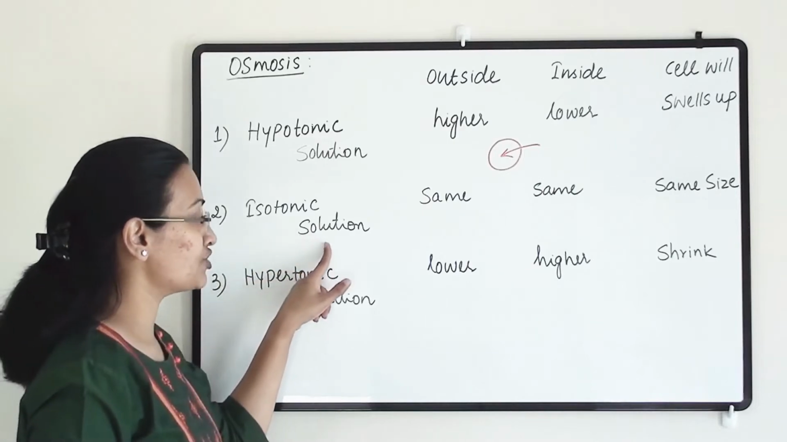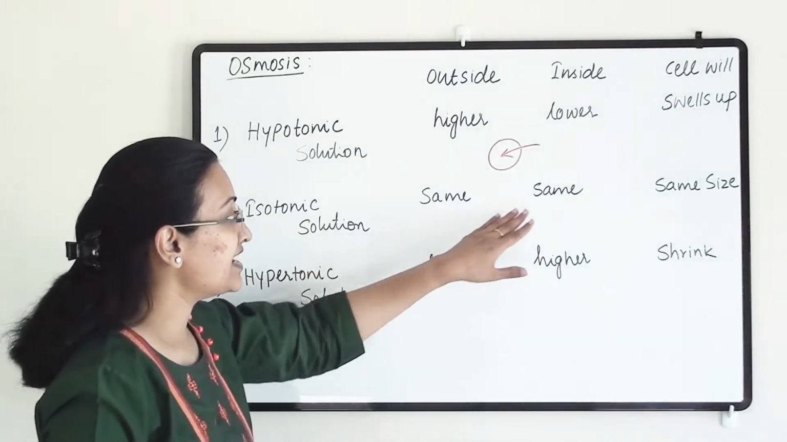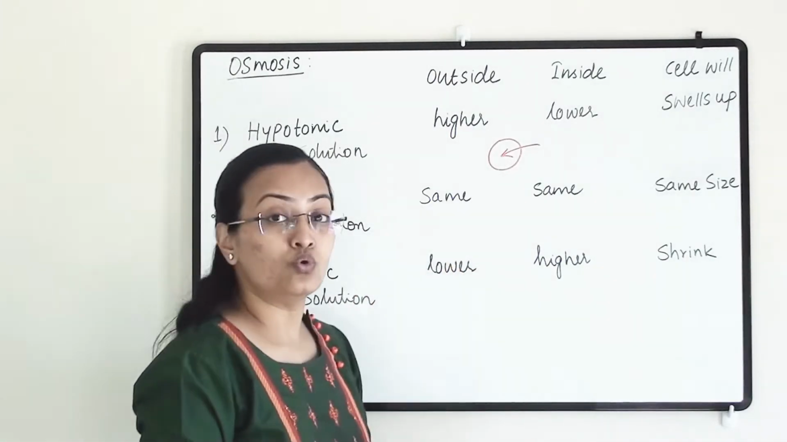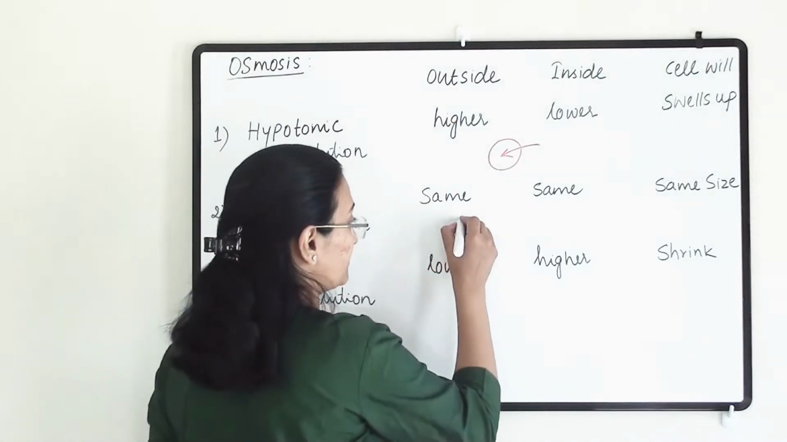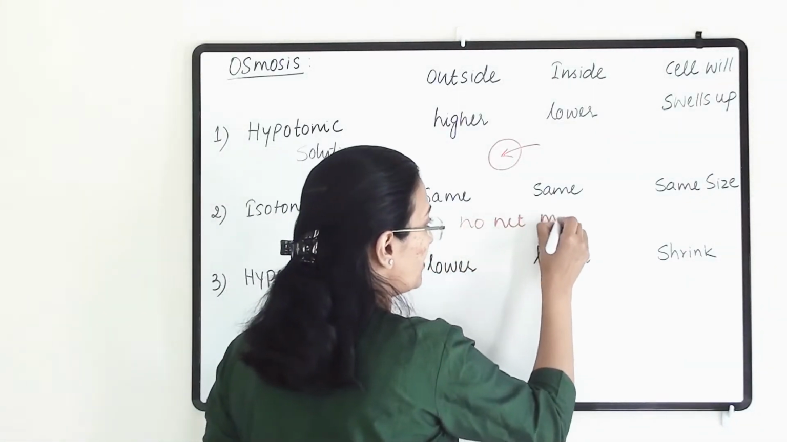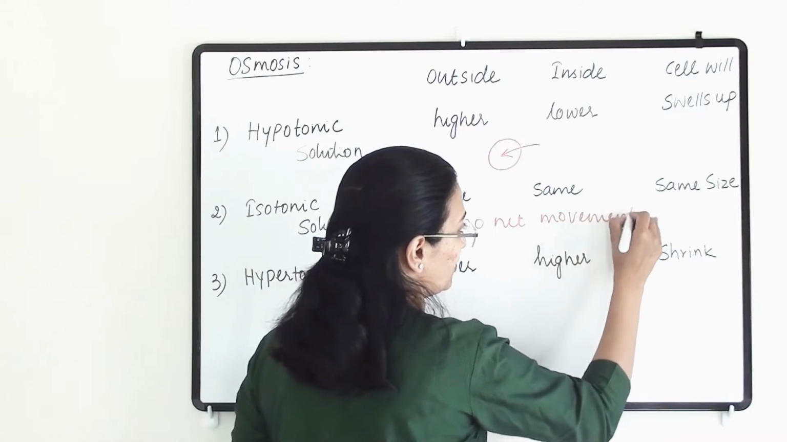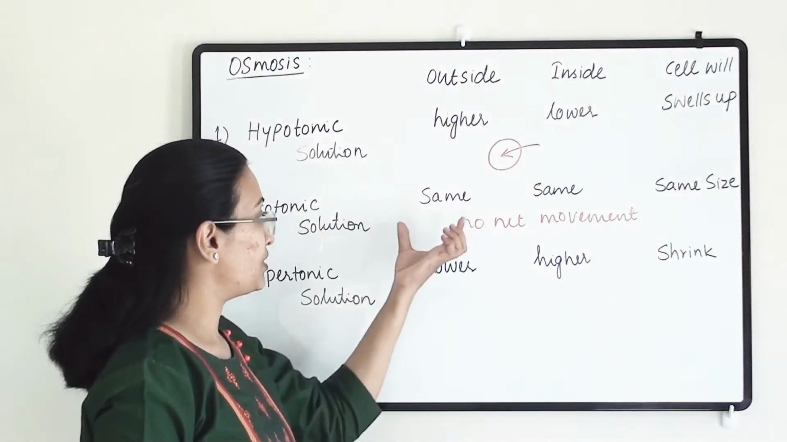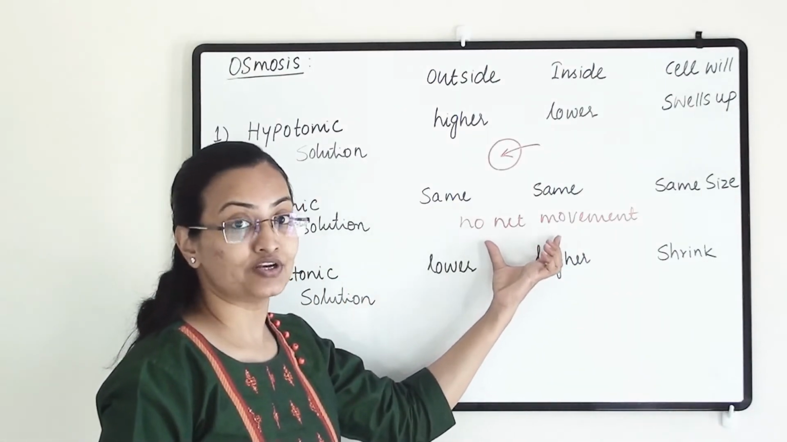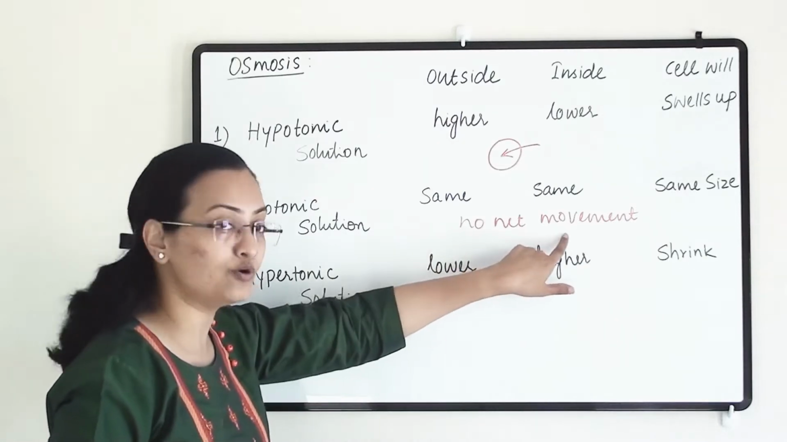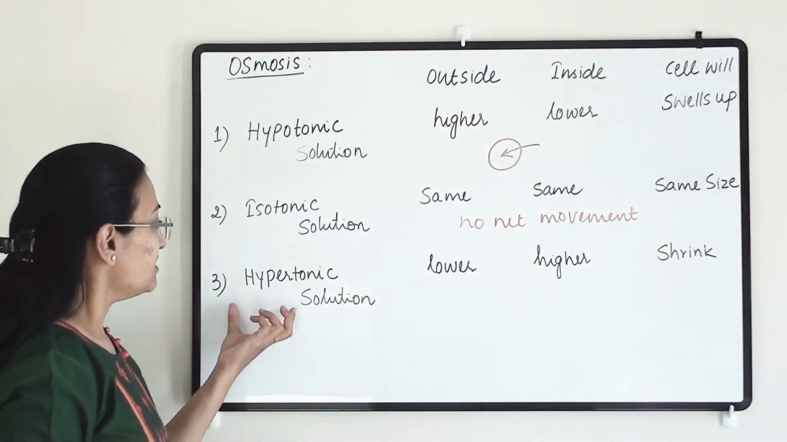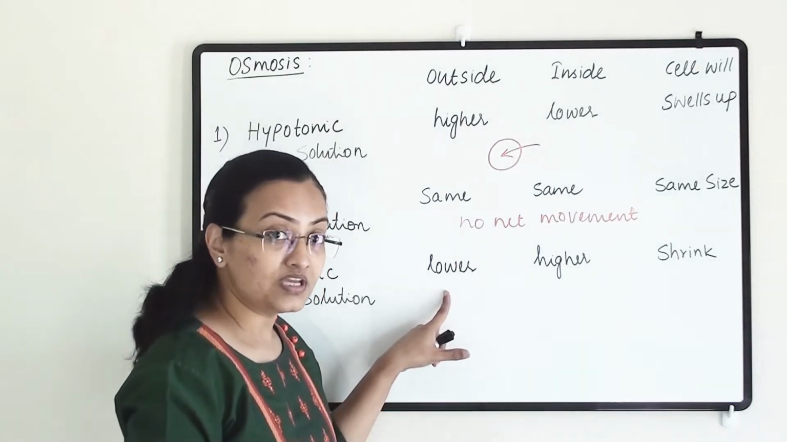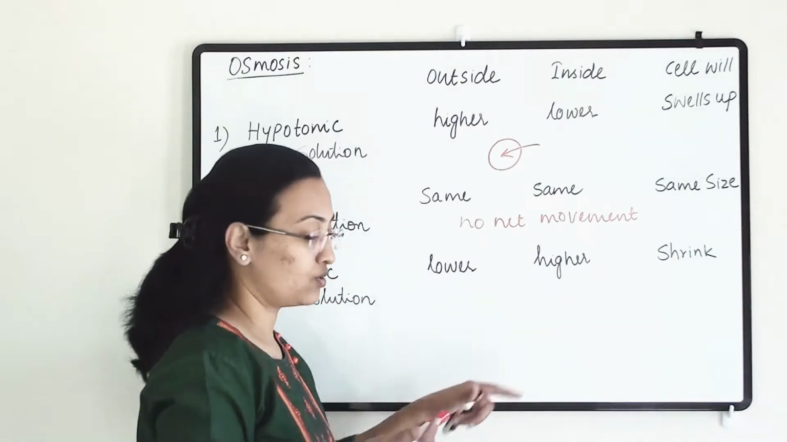In an isotonic solution, the outside and inside water concentration will be the same. So there will be no net movement of water. The cell will be of the same size in this solution, because the outside and inside concentration level is the same and there is no net movement of water. In a hypertonic solution, the outside concentration is less compared to the inside concentration.